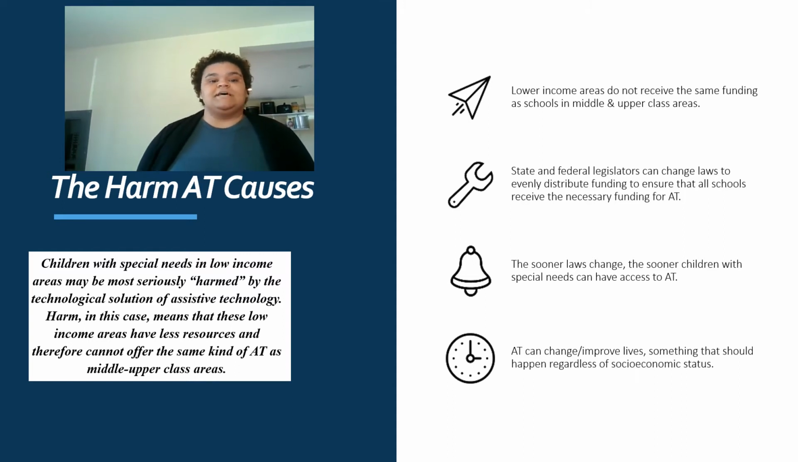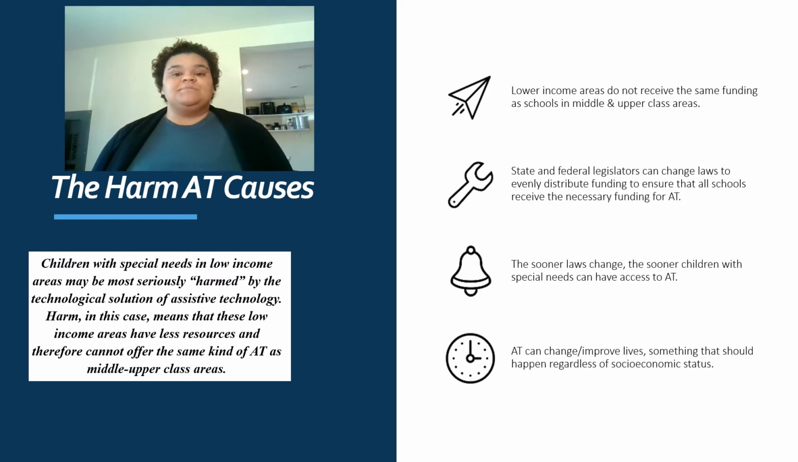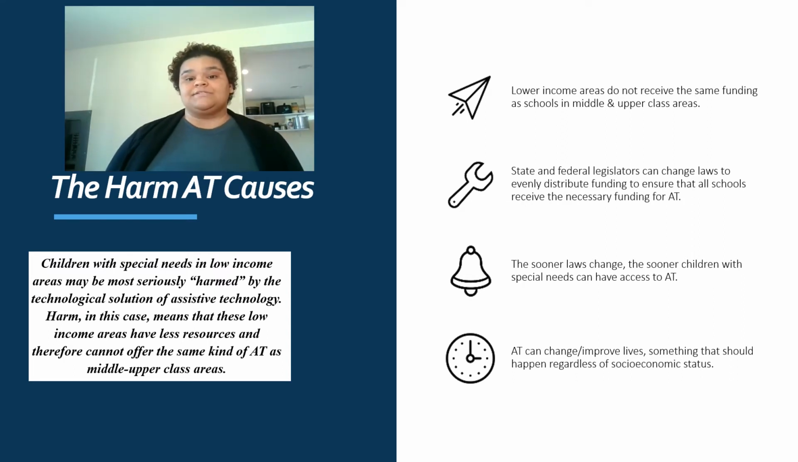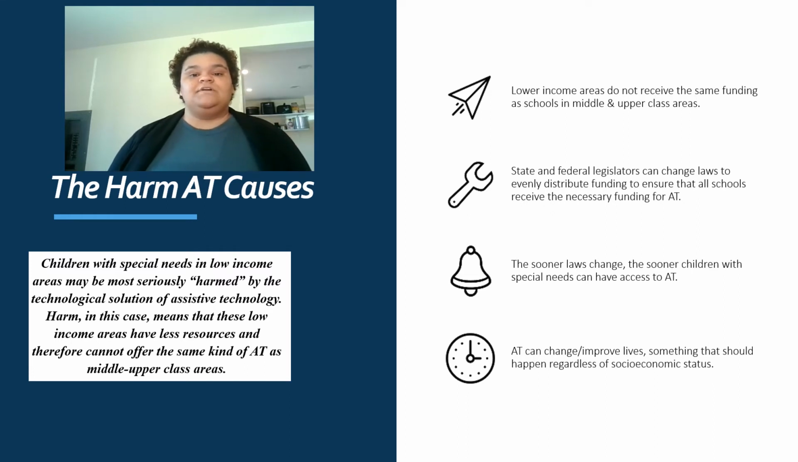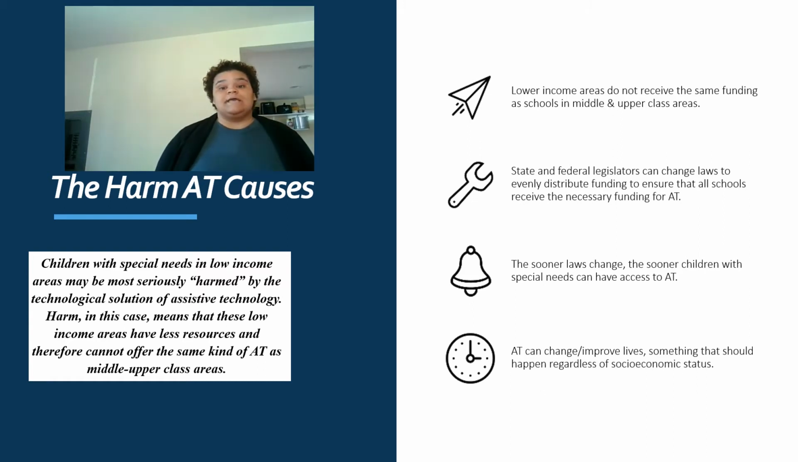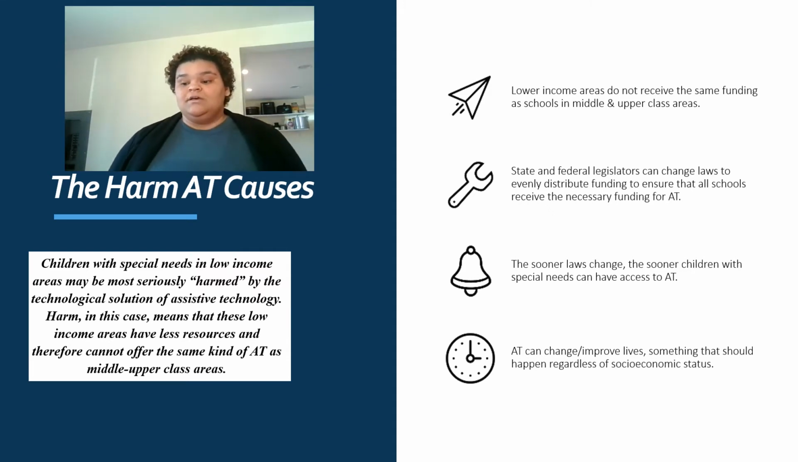Harm in this case means that these low-income areas have less resources and therefore cannot offer the same kinds of AT as middle and upper class areas. Lower income areas do not receive the same funding as schools in middle and upper class areas. State and federal legislators can change these laws and evenly distribute funding to ensure that all schools receive the necessary funding for AT. The sooner laws change, the sooner children with special needs can have access to AT in these low-income areas. AT can change and improve lives, something that should happen regardless of socioeconomic status.